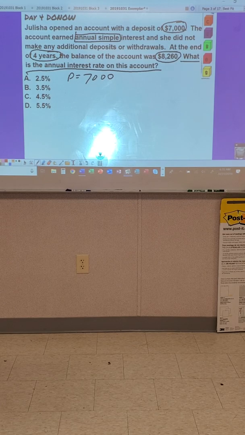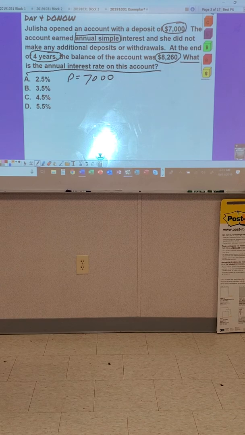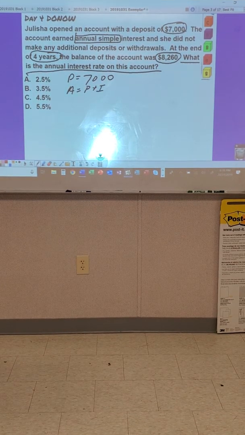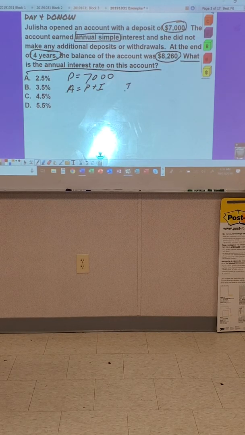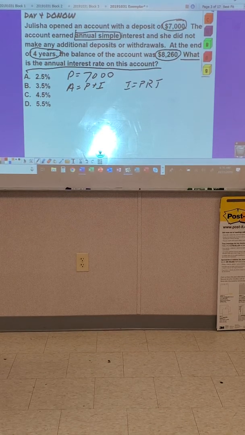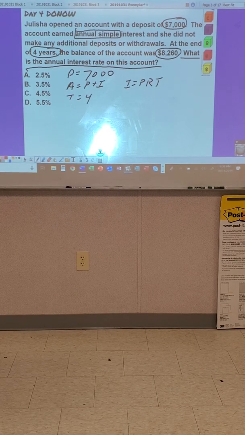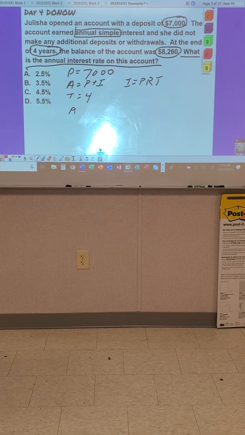I know I'm going with simple interest, so I know the formula I'm going to use. The amount equals the principal plus interest, and the interest equals the principal times the rate times the time. Our time is 4 years, and the total value is $8,260.